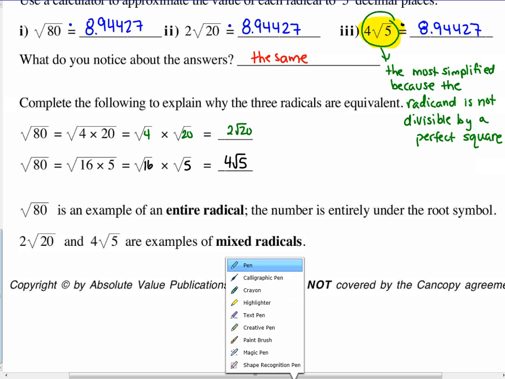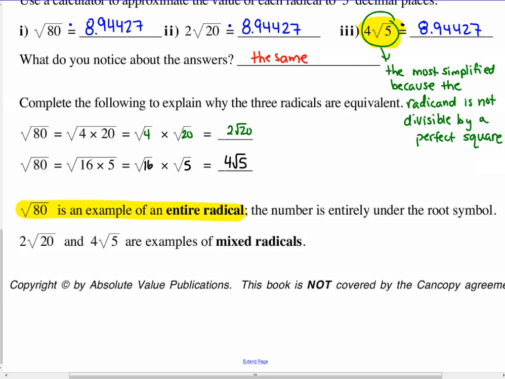Root 80 is what we call an entire radical because the entire thing is underneath the radical. There is no coefficient. Everything's under the square root, entirely under the root sign. Both 2 root 20 and 4 root 5 are examples of mixed radicals, but the most simplified one is 4 root 5.